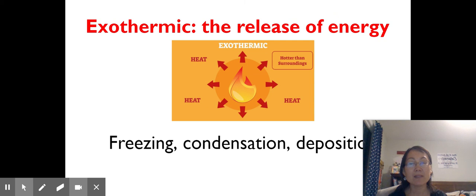And the other type of process is exothermic. Exo, think about coming out. It's the release of energy. It will give off energy. Examples are the freezing process, the condensation process, and the deposition process. As the particles go from moving faster to slower, they release some energy.